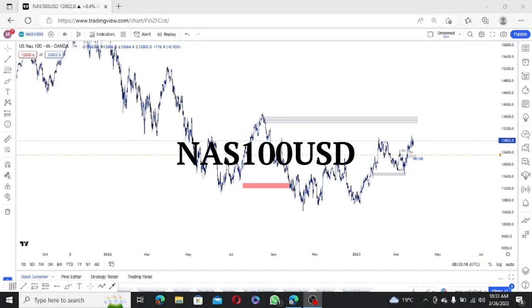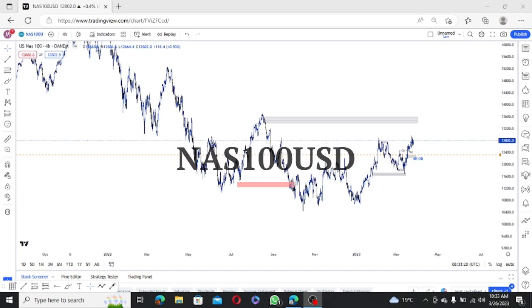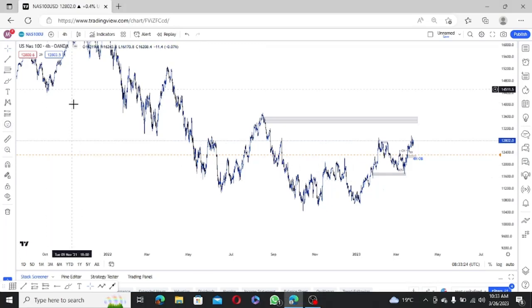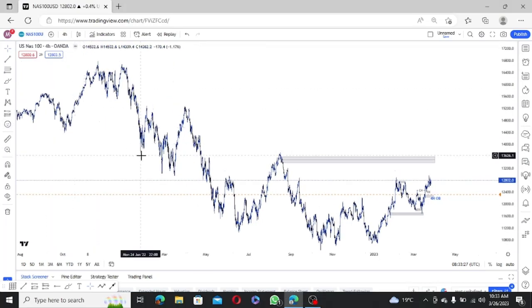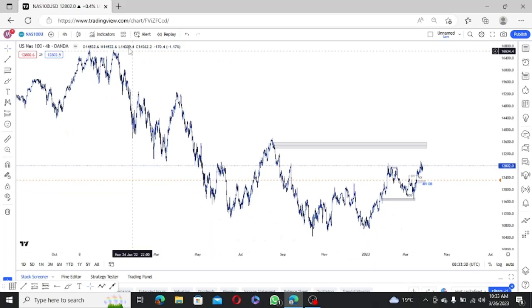So, gents, we're gonna start off with Nasdaq. As you can see from your screen, I'm looking at Nasdaq from the H4 time frame. Nasdaq is on a very clean downtrend. As you can see, we've been breaking lows, so we know that Nasdaq is in a very clean downtrend.